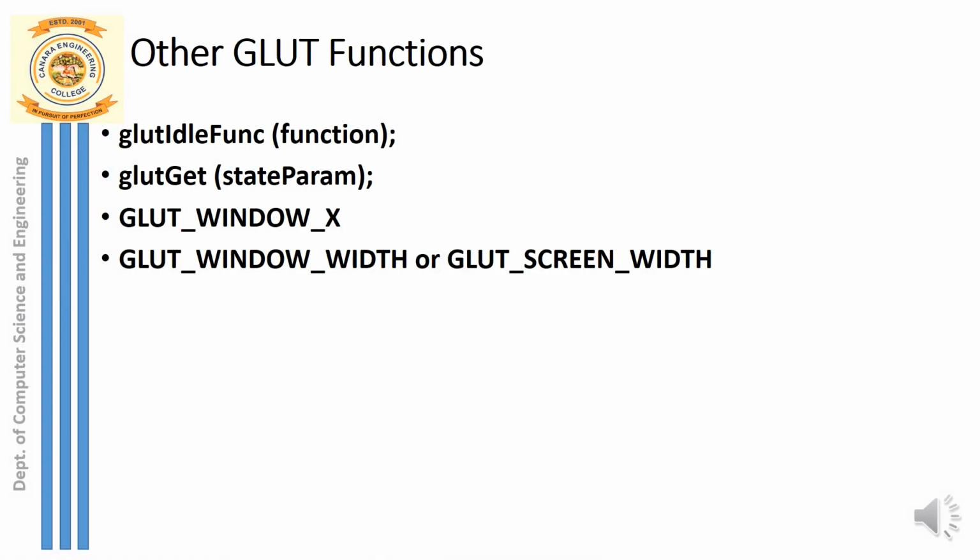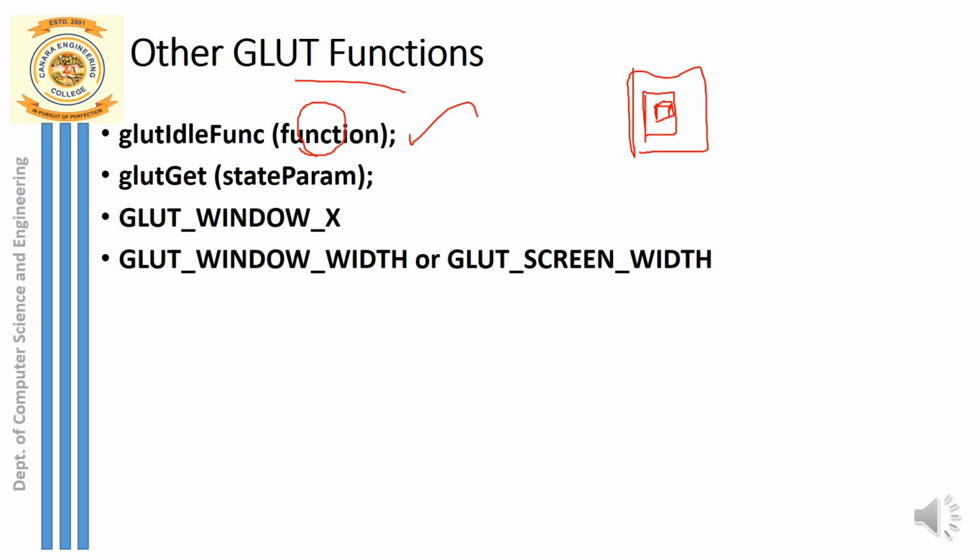Finally we have the remaining GLUT functions, that is other GLUT functions. You can have one special function called glutIdleFunc. glutIdleFunc is the one wherein you can pass one user defined function. This is something like you have a screen, and suppose inside the display window I have displayed a graphic of a 3D cube or something, and I want this cube to continuously rotate.